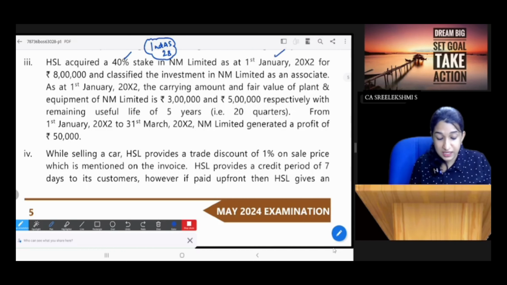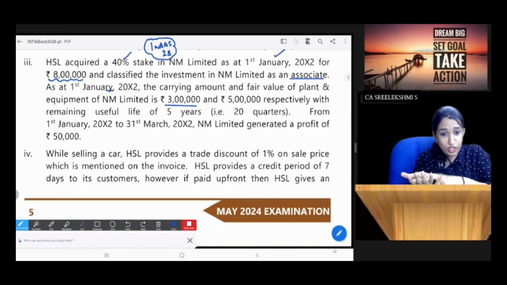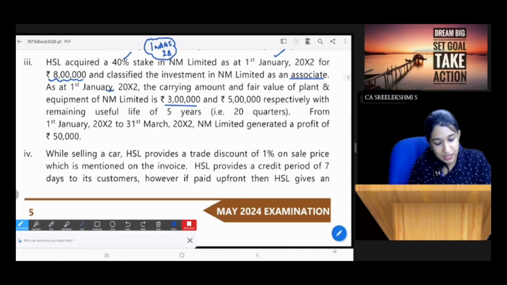On 1st January 12, on the date of acquisition, for 8 lakhs cost of investment, classified the investment as an associate, understood. As at 1st January, carrying amount and fair value of plant and equipment is given. As per Ind AS 28, on the date of acquisition, you need to compare cost of investment with the share of net assets. When you take the share of net assets, you should take the fair value of net assets. So, fair value of net assets is 5 lakhs. So, there is a difference of 2 lakhs.